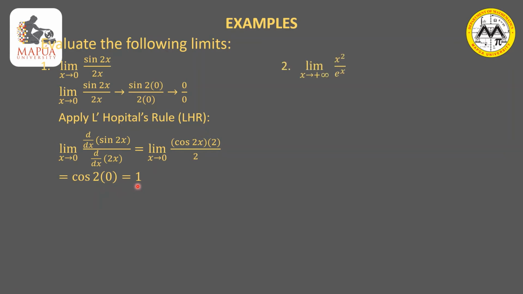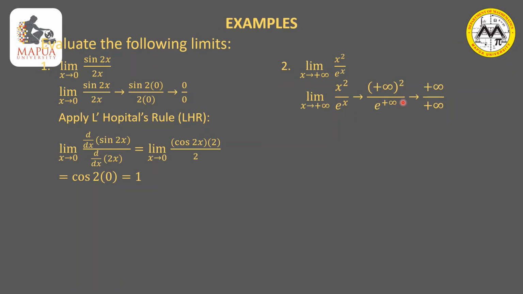Now let us look at another example. Here we evaluate the limit of x squared divided by e to the x as x approaches positive infinity. So when x increases without bound, x squared likewise would be increasing without bound. And it's even increasing faster than x. Now, e to the x, when x increases without bound, getting more positive, would also be increasing and getting more positive.